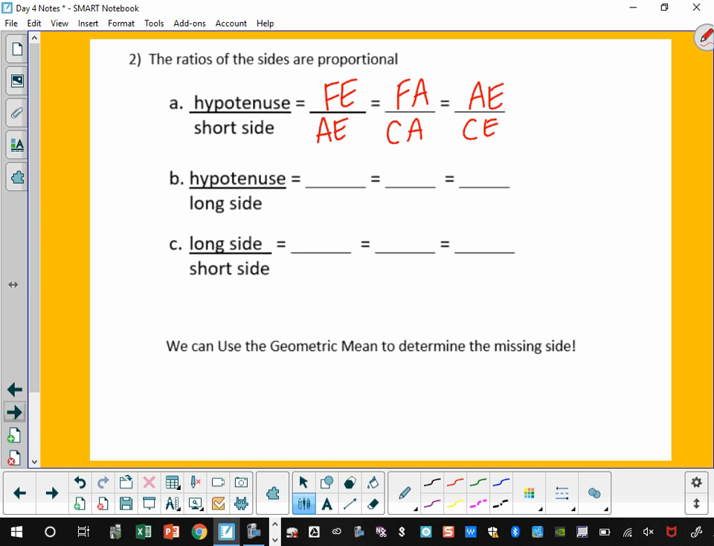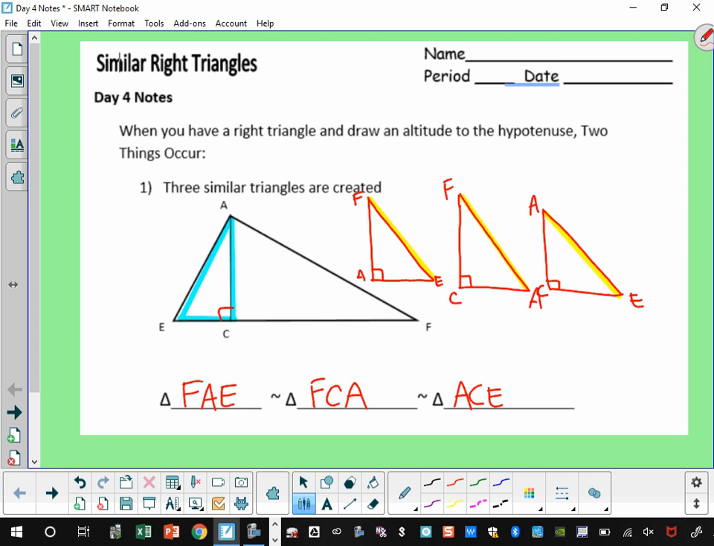For part B, you can just rewrite your hypotenuse over again. We have FE, FA, and AE. Those letters for the sides for your hypotenuse aren't changing. It's still the hypotenuse. But my long side, what we haven't done yet, my long sides will be FA, FC, and AC.